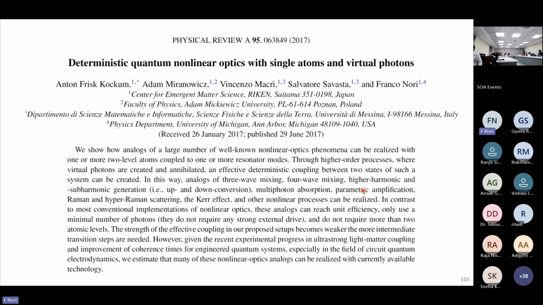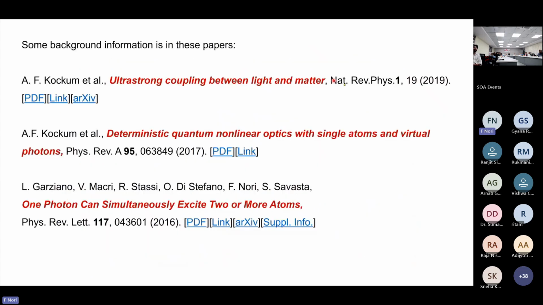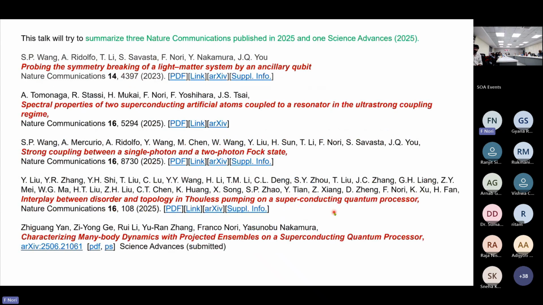There is also a study on deterministic quantum linear optics with a single atom and virtual photons. It's a very long one, kind of an online pedagogical one, but you can find all of these, the review and some specific ones, on our website. We have PDF files and links to arXiv for all our papers, so essentially all our papers are open access there. Also, about a decade ago we proposed how one photon can simultaneously excite two or more atoms. This was verified experimentally last year at RIKEN and published there. So we have some papers here with experimentalists.